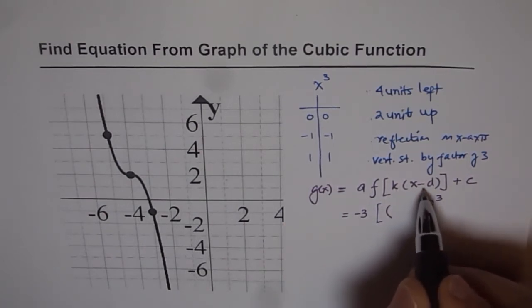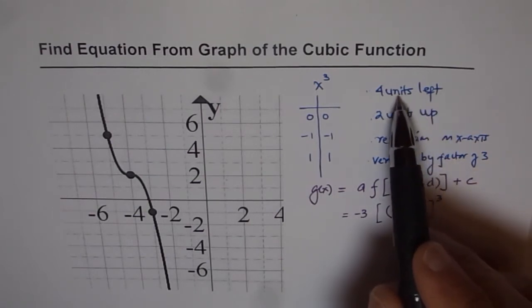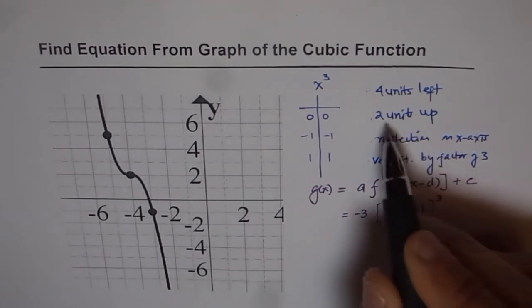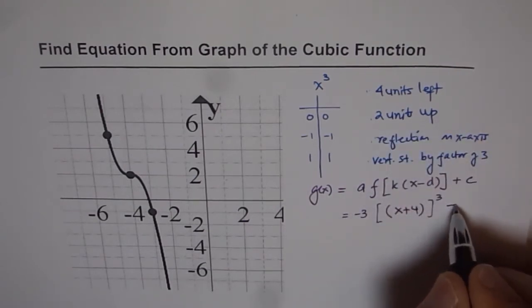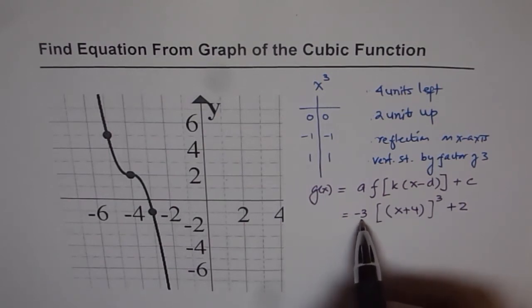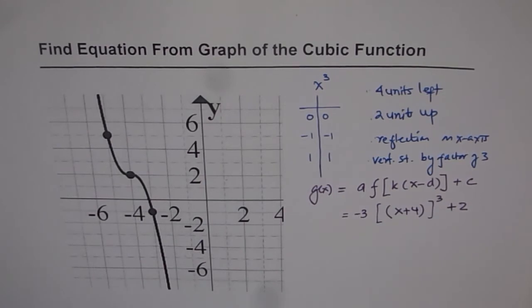However, there is a translation towards left by 4 units, so this is x plus 4 and 2 units up, that means c is 2 units. So we get our function g of x, which is minus 3 times x plus 4 to the power of 3 plus 2. So that is the equation which does represent the given graph.